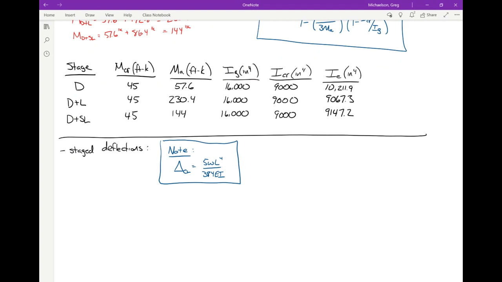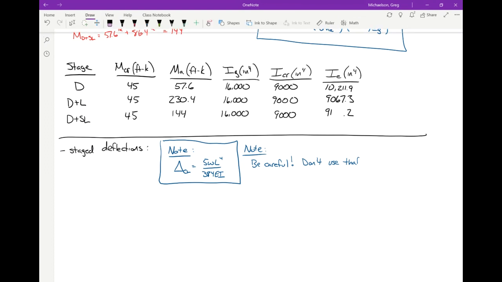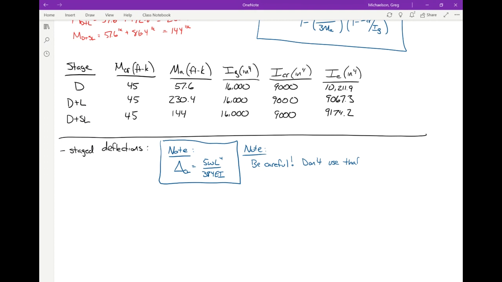My second note, and this is going to be kind of important for your homework, is I'll say, be careful, don't use that formula. Oop. I did. We're going to add 0.01 to the mistake counter. 0.02. I'll be generous.